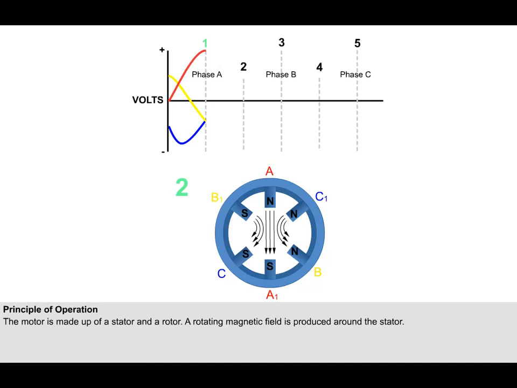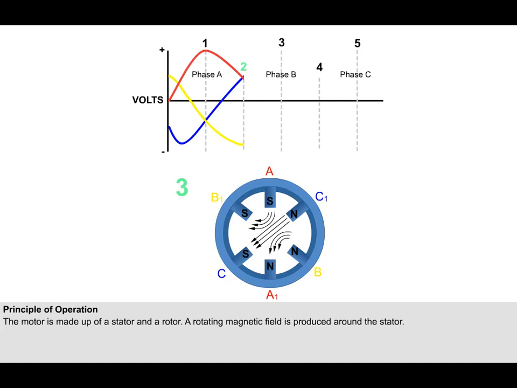If we move the sequence on to position 2, we can see that the C phase current is now at its negative peak, so the C1 to C magnetic field is at its strongest. A phase has moved away from its peak, so the strength of the A and A1 magnetic poles is reducing, and B phase has moved from negative to positive. So now pole B is a north and pole B1 a south.